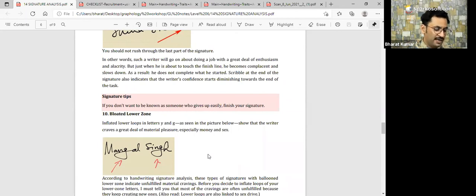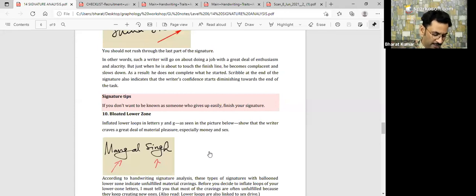If someone has this kind of stroke, like Mangal Singh, it looks like a D at the end of the G or Y. Please avoid these kinds of signatures. Yes, Kusum Dogra, it is perfect now.